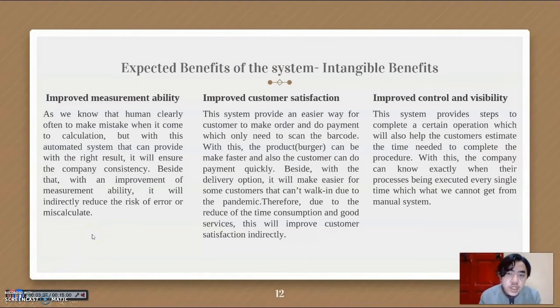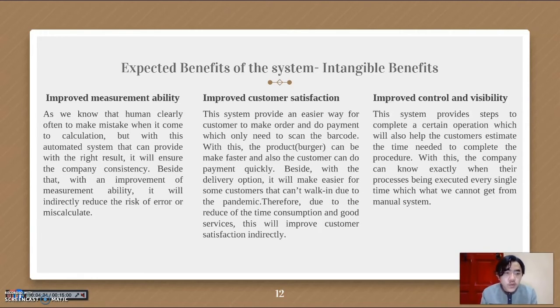Next is intangible benefit. There are 6 intangible benefits. First, improved measurement ability. As we know, humans often make mistakes when it comes to calculation, but with this automated system that can provide the right result, it will ensure the company's consistency. Next is improved customer satisfaction. The system provides an easy way for customers to make orders and do payment, which only needs scanning the barcode. With this, the product can be made faster and also the customer can do payment quickly. Therefore, due to the reduced time consumption and good service, this will improve customer satisfaction indirectly.